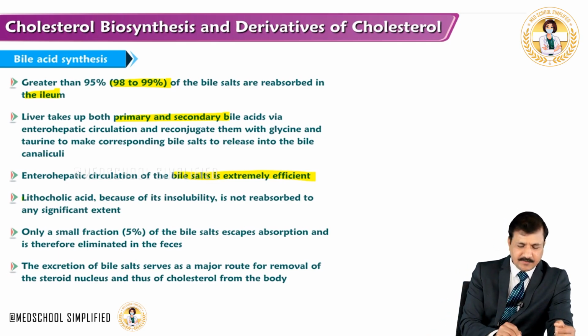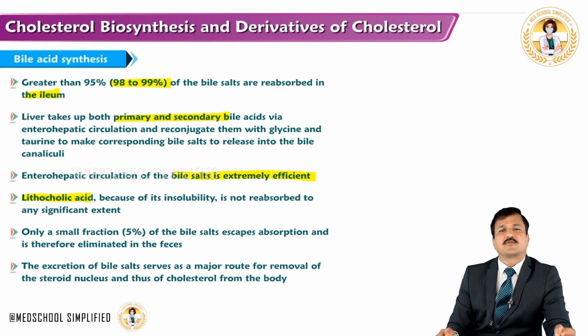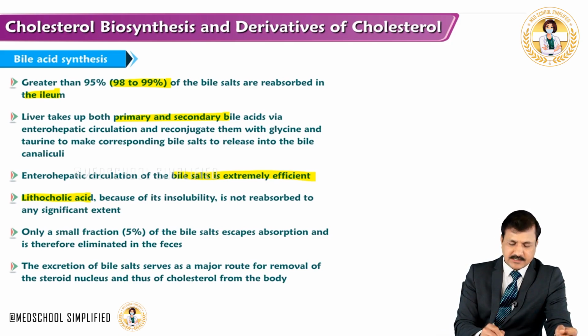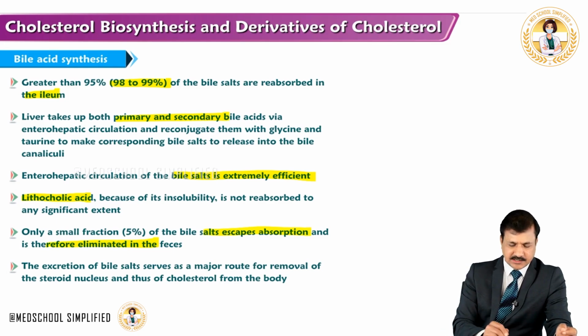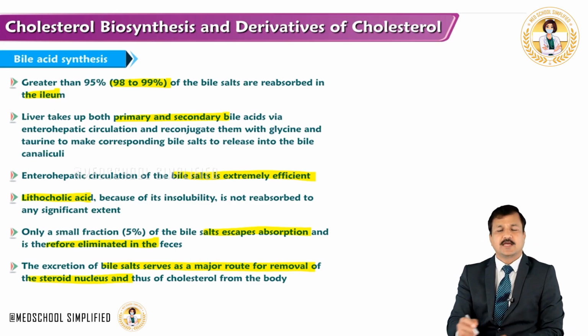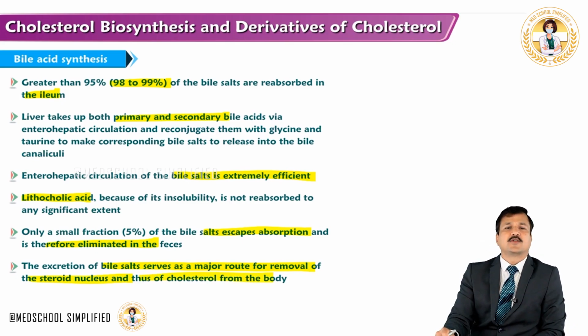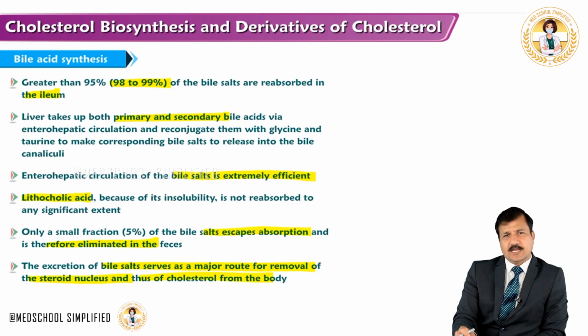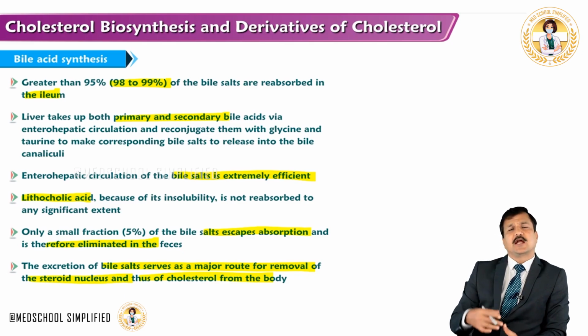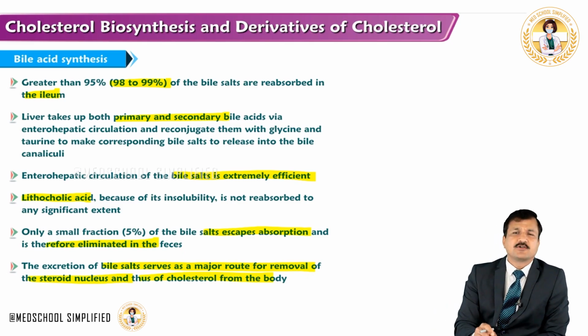And as I said earlier, deoxycholic acid is the predominant form of secondary bile acid that is found in the feces. Only a small fraction, around 5% of the bile salts, escapes this absorption and is therefore eliminated in the feces. Excretion of bile salts is the major route for removal of the steroid nucleus, that is, cholesterol removal from the body. So this is how cholesterol is converted to bile acids, and bile acids participate in emulsification, and in the process some of the bile acids are lost out of the intestine, and that's the loss of cholesterol from the body.